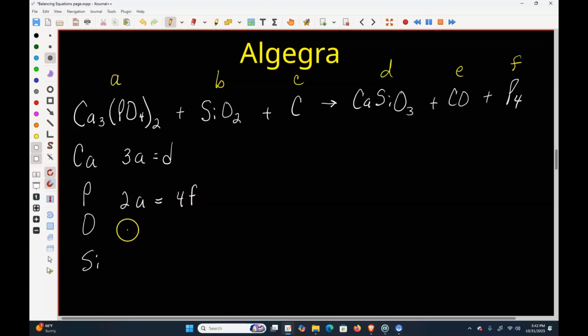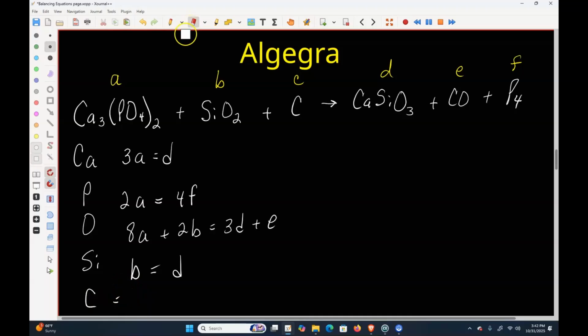For oxygens, I have 8 in A. I have 2 in B. I have 3 in D. I have 1 in E. Silicon, I have 1 in B and 1 in D. Carbon, I have 1 in C. And I have 1 in E.